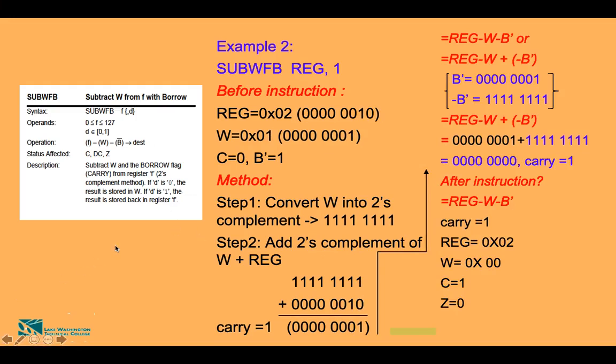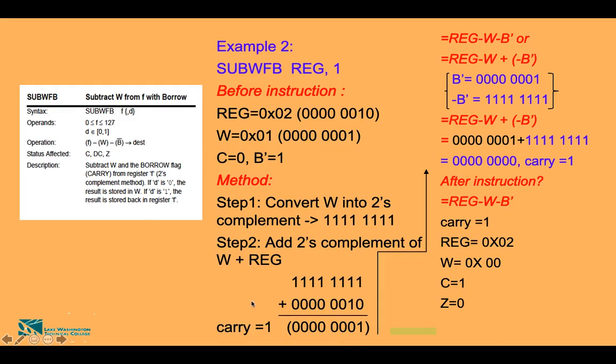Now in this case, if you perform this operation, this is the method which you will be using. So step 1, convert the working register into 2's complement. The 2's complement of this is going to be this number, and then add the 2's complement of W to the reg file register. So this is your W, and this is your reg file register, which is 0x02 hexadecimal number. If you take the sum of these two numbers, you will get this, and there will be a carry of 1. So we have performed the operation till here, F minus W.